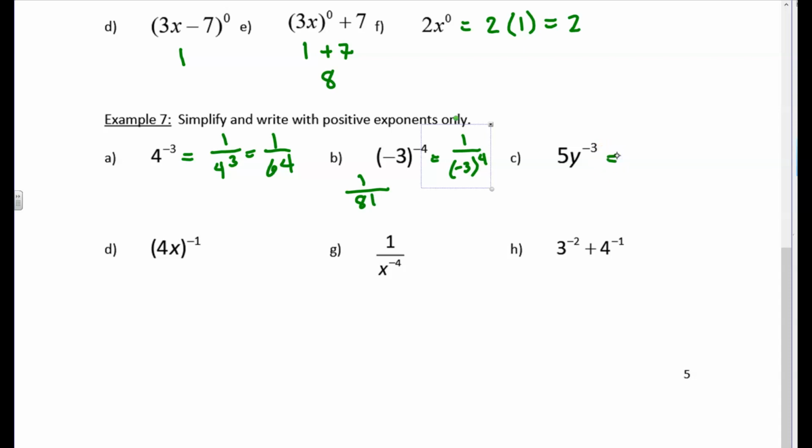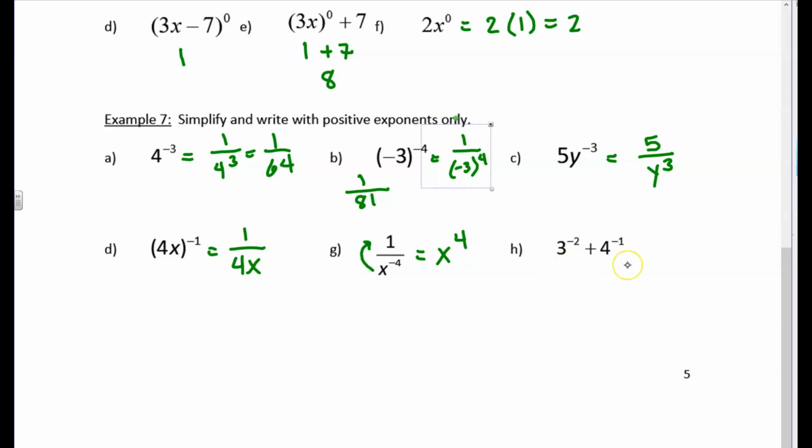Now 5y to the negative 3rd. That negative 3rd power only attaches to the y. So the 5 stays on top of my fraction and the y goes to the denominator. Whereas here I've got grouping symbols around both the 4 and the x. So that negative 1 exponent applies to both. So this becomes 1 over 4x. Now here, I've got a negative exponent in my denominator. That means I'm going to send this up to my numerator. This becomes simply x to the 4th.